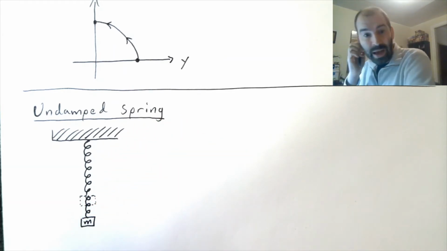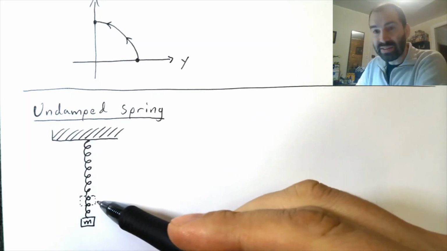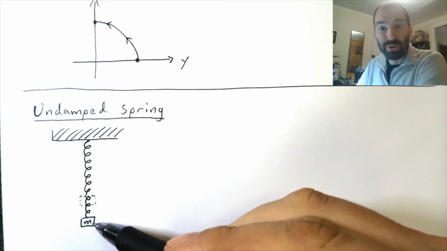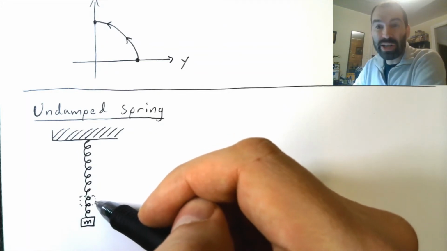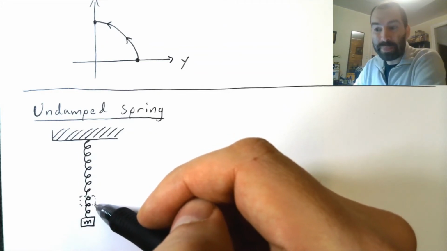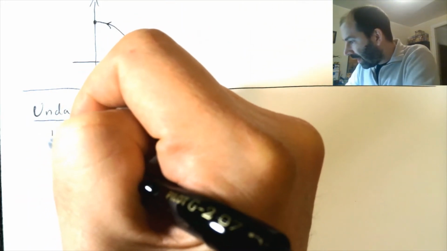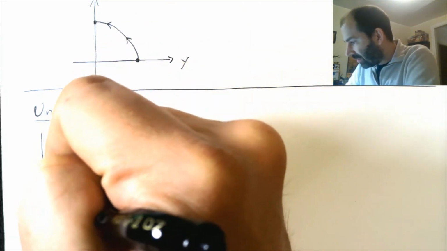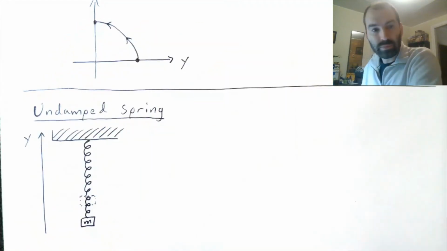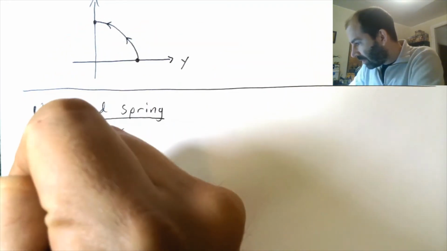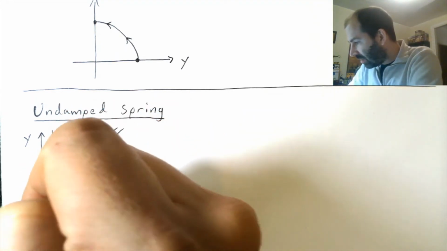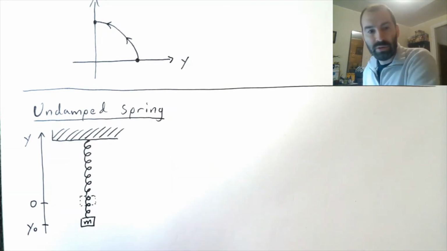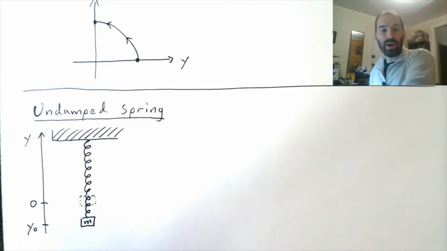So we have a mass m. This is where it wants to be. This is where I pulled it to. This is the initial position, but this is where it's comfortable. I'm going to have a y-axis here, and where it's comfortable we're going to call y equals 0. What I did is pull it down to some initial value of y, and I'm going to let go and see what happens.